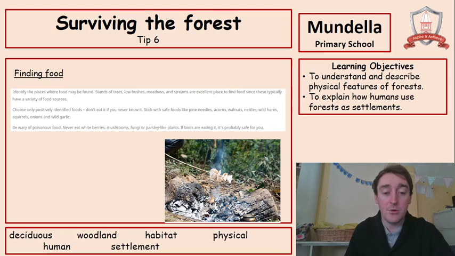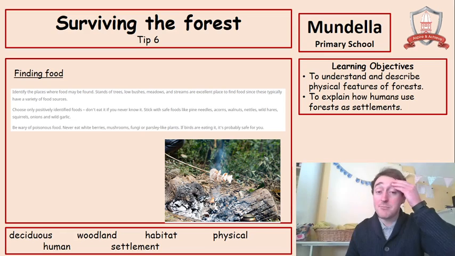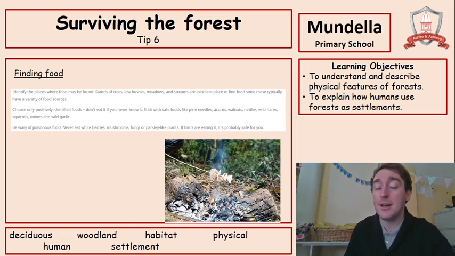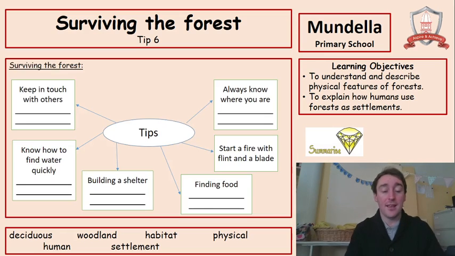Tip 6, finding food. Okay, so it's really important that we're in a place where we can find food like berries, like walnuts or nettles, which can be eaten. Be wary of poisonous stuff though, because never eat white berries, mushrooms or anything like that. And the rule is, if birds are eating it, it's probably safe from you. Also, if you're near a stream, you might be able to fish as well and then cook it on the fire like we can see in the picture. So tip 6, finding food.